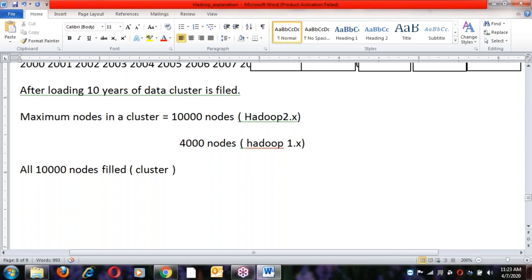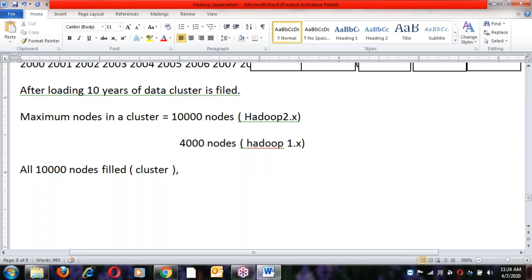But currently in production, Yahoo has configured a very big cluster of 5,000 nodes. Currently in the software field, Yahoo has the biggest cluster, a 5,000 node cluster, and they are running it now. The 10,000 node cluster was tested, but no company is using it. The max in use is 5,000 nodes, by Yahoo.